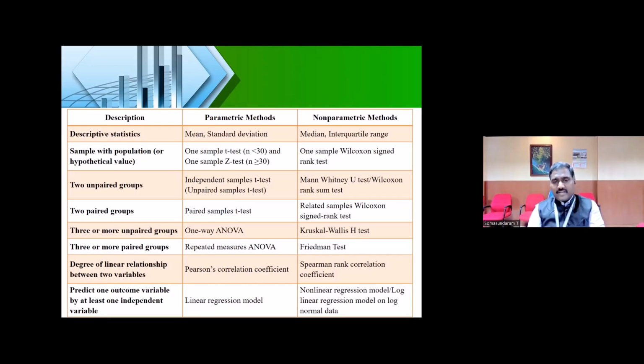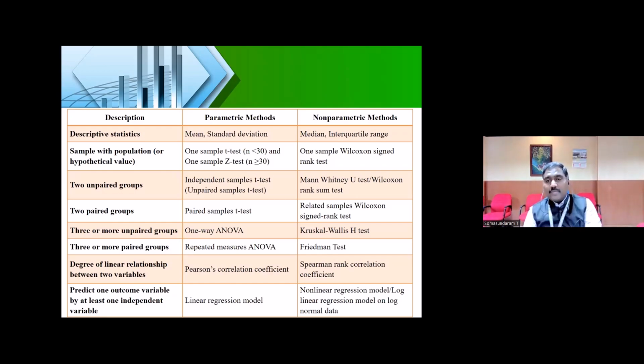If the sample size is less than 30 or greater than 30, you can use a t-test or z-test if it is normally distributed; if not, you can use the Wilcoxon test. If it is two groups which are not paired, you can go for an independent sample test, since dependent and independent are not relevant here.